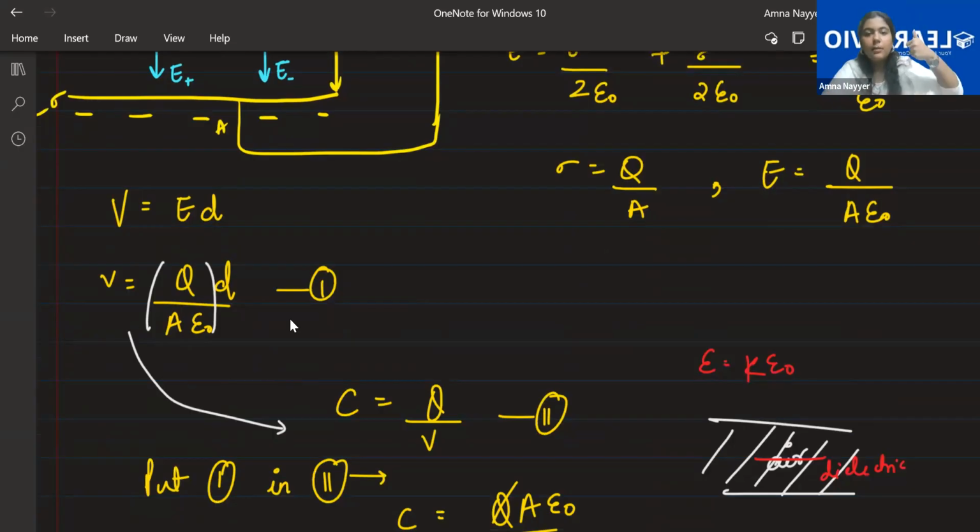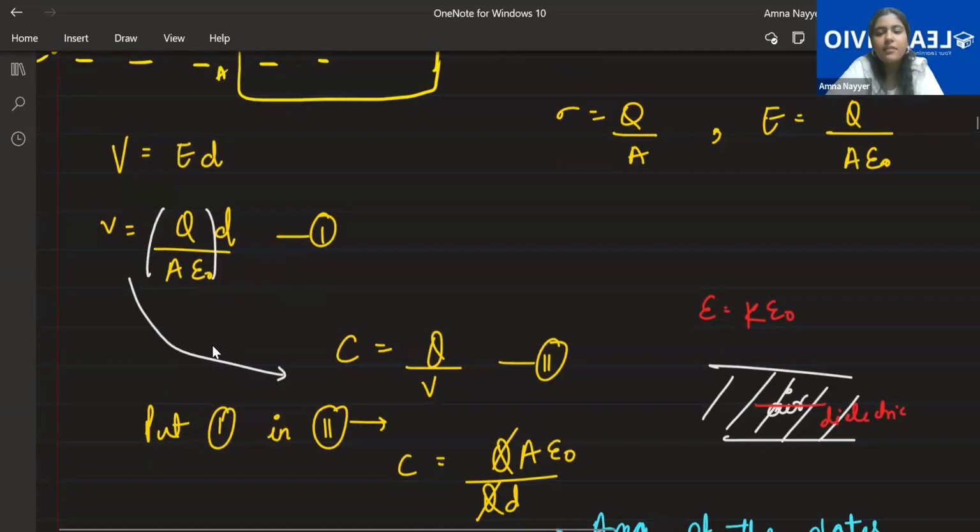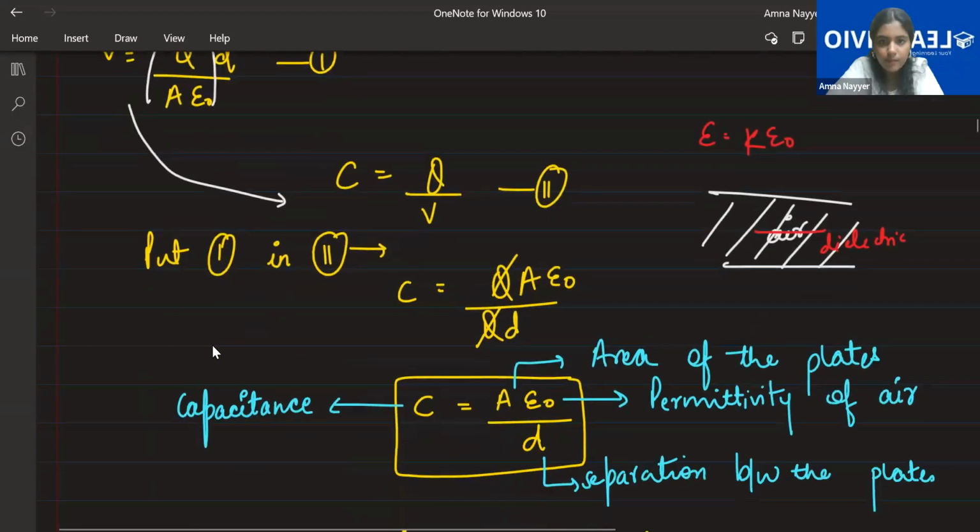So this is the step you have to follow. Calculate the net electric field, put it in the potential. Once you have the potential, put it in the capacitance. Capacitance is charge by voltage. Voltage is Qd by A epsilon naught, so Q and Q will get cut. You will just have epsilon naught A by d. Okay?